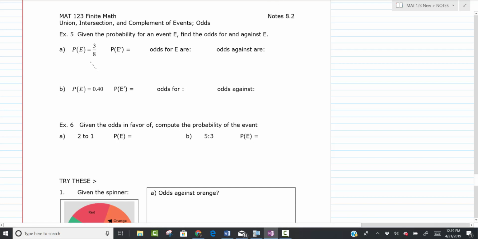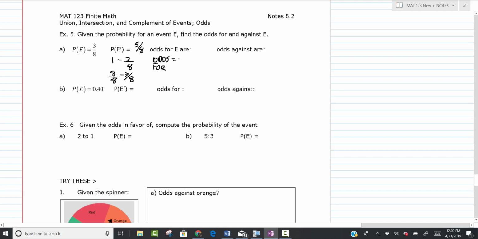Okay, so on this example, it says, given the probability for an event E, find the odds for and against. Basically, I'm giving you the probability of 3/8. So the probability against would just be 1 minus 3/8. You can do this in your head. So you would do 8/8 minus 3/8. So that would be a 5/8 probability like that. Okay, if you want to find the odds for, then what you would do is this.